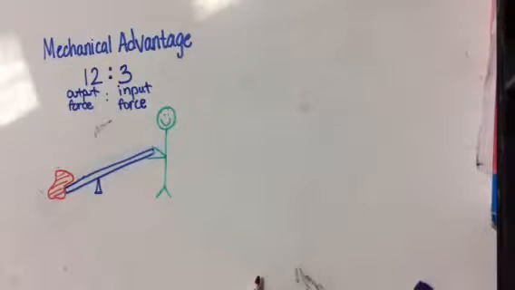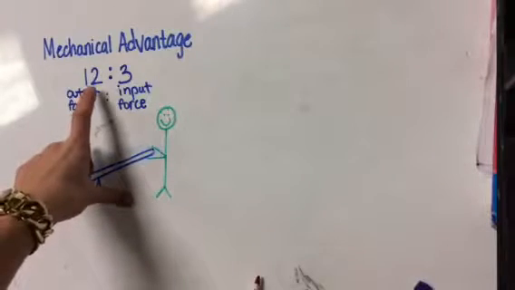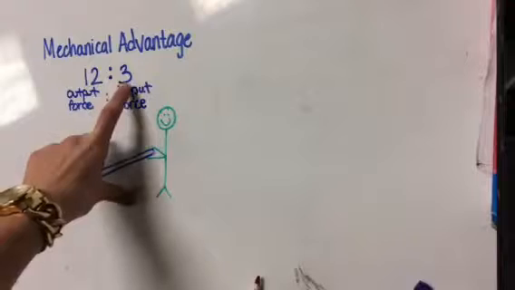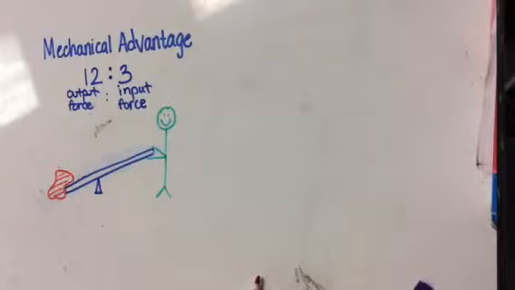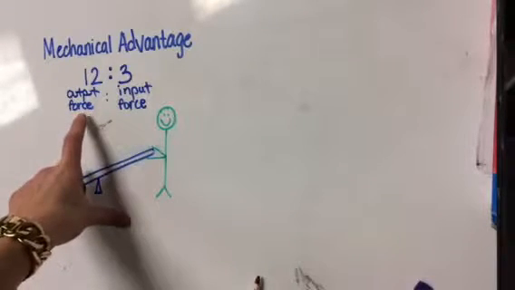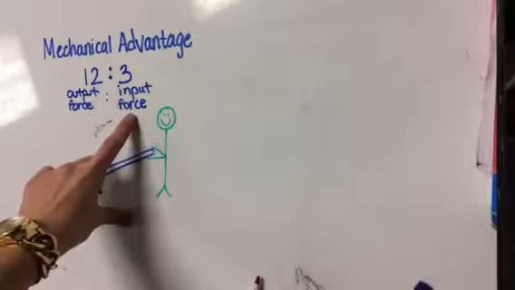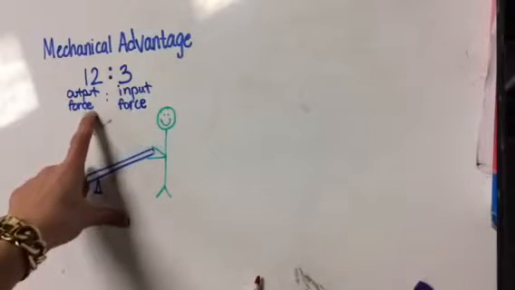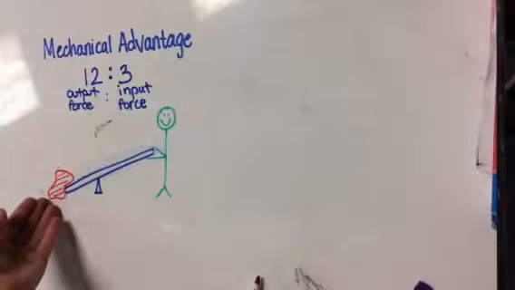Machines have many advantages. Here we have an example of a machine that has a mechanical advantage relating to force. Here you can see the advantage is a 12:3 ratio, where my output force is compared to my input force. The output force is what's coming out of the machine, or what the machine's doing.